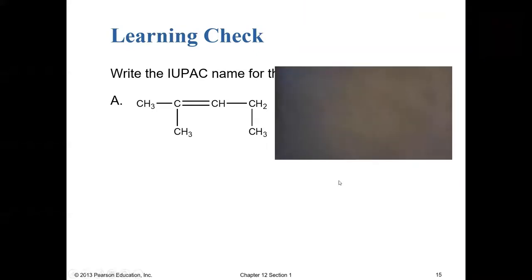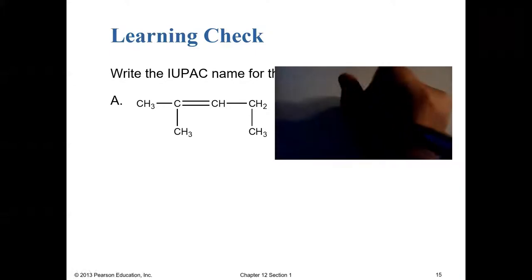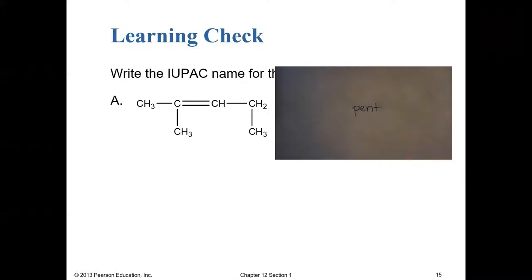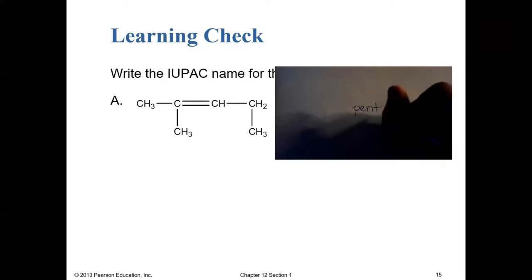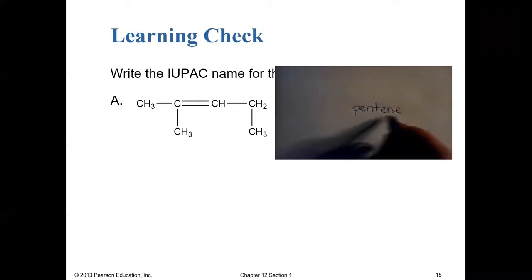So on A, we got to count the longest chain of carbons. 1, 2, 3, 4, 5. So 5 is the longest chain. So our base name here is going to be pent. We would normally write pentane, but because we have this double bond, we're going to end with pentene, E-N-E. So we change the ending to represent that double bond.